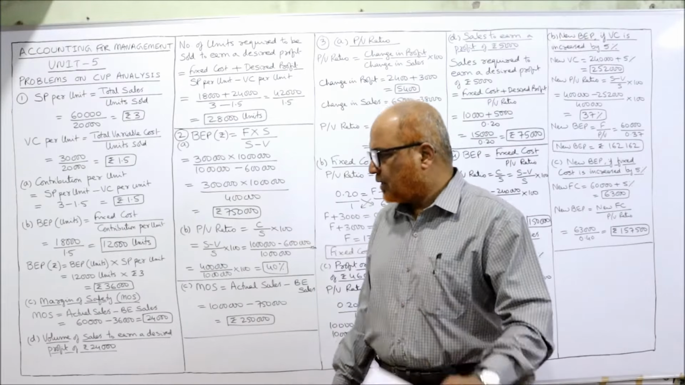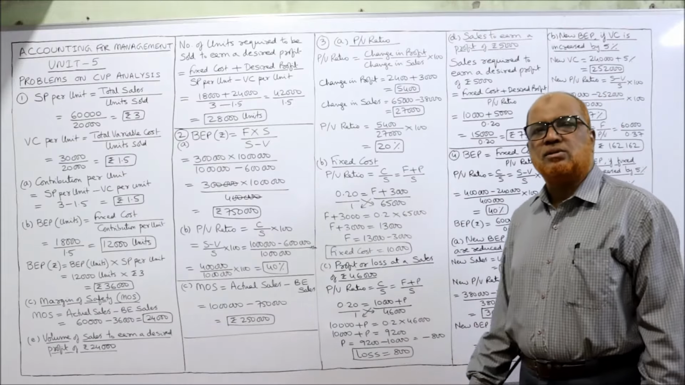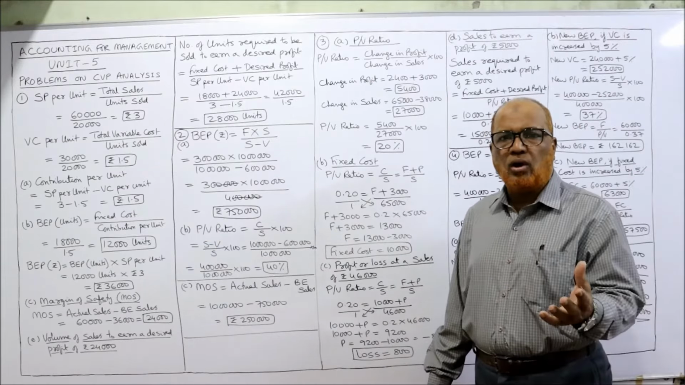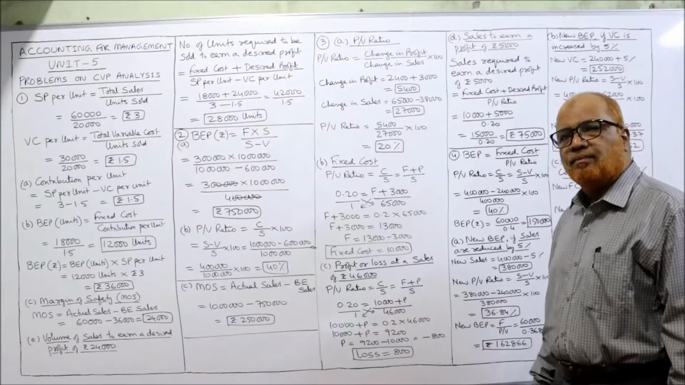Now equation we got. On LHS we have F plus 3,000, RHS 13,000. Now keep F on LHS, bring the 3,000 to RHS. So this plus 3,000 will become minus 3,000. 13,000 minus 3,000, fixed cost is 10,000. So 2 bits I have completed. Now the third bit is profit or loss at a sales of rupees 46,000.